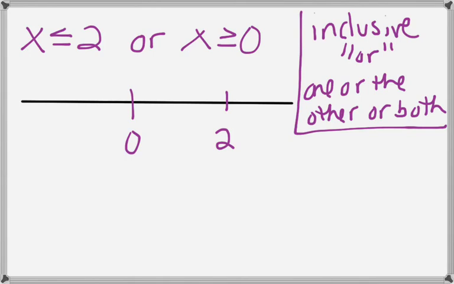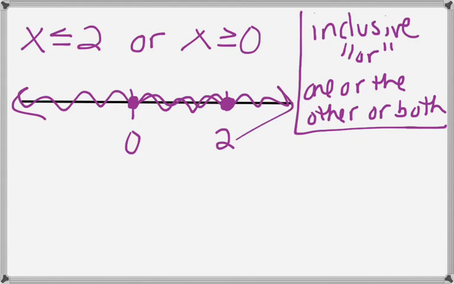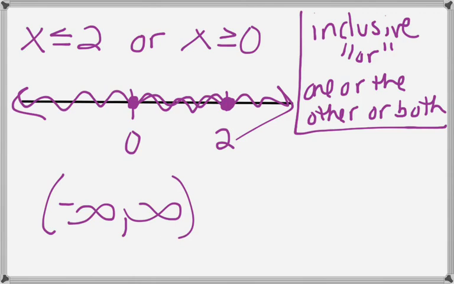So any number that's less than or equal to 2 is automatically a solution. So everything to the left of 2 and including 2 is a solution already. And then we have some more solutions coming from the second part. Anything that is at least 0 is also a solution. So we've shaded all the solutions on our number line, and we've shaded the entire real number line. So all real numbers are solutions to this inequality.